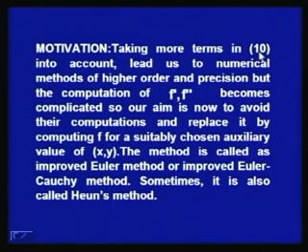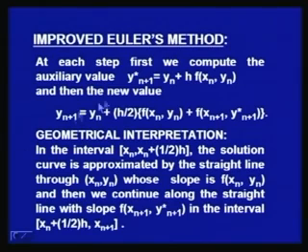Now, if we take more terms in the Taylor series in equation number 10 into account, it leads us to numerical methods of higher order and precision, but the computation of f dash and f double dash becomes complicated. So, our aim is now to avoid their computations and replace it by computing f for a suitably chosen auxiliary value of x, y. The method is called the improved Euler method or improved Euler-Cauchy method. Sometimes it is also called Heun's method. So, now let us study improved Euler's method.